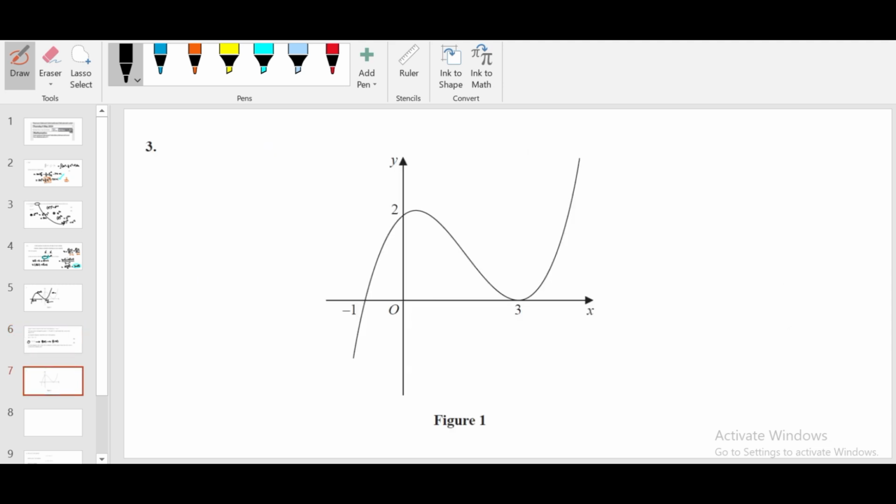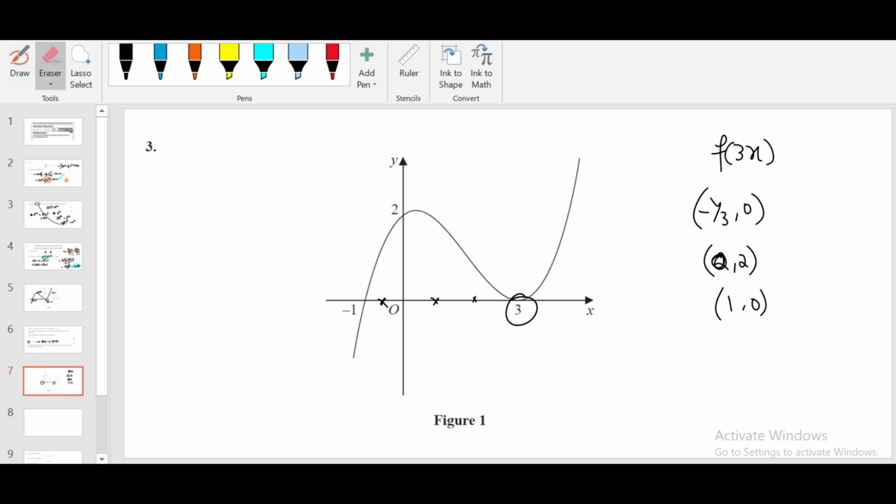First, when you sketch f of 3x, all the x coordinates will be divided by 3. So this becomes minus 1 over 3, 0. Let's say minus 1 over 3 is somewhere here. 0 comma 2 stays the same. This point 3 comma 0 becomes 1 comma 0. Let's say 1 is in here, and the y coordinate 0 comma 2 will not be affected.